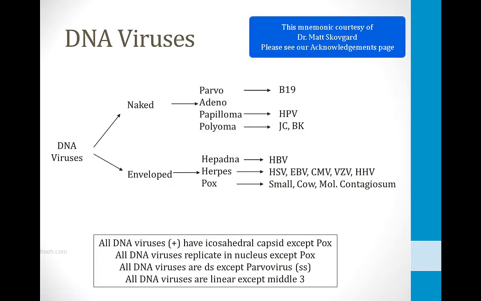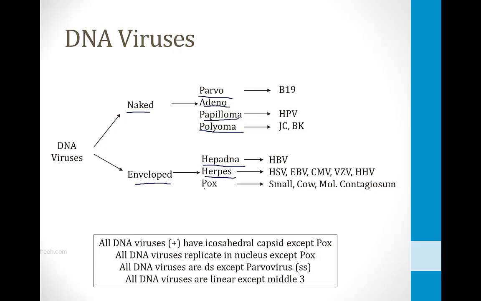I've written the names of all the DNA viruses on the screen here, and I've divided them by whether they are naked or enveloped. There are 4 families of naked DNA viruses. Those are the parvoviruses, adenovirus, papillomavirus, and polyomavirus. And there are 3 enveloped DNA virus families: the hepadnaviruses, which is hepatitis B, the herpes viruses, and finally the pox viruses. And I write them the way I have on this screen on purpose because it helps me keep them in order.